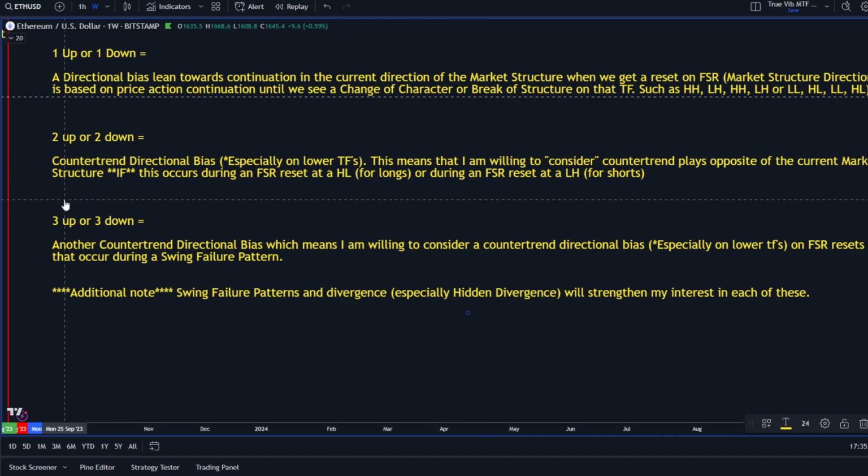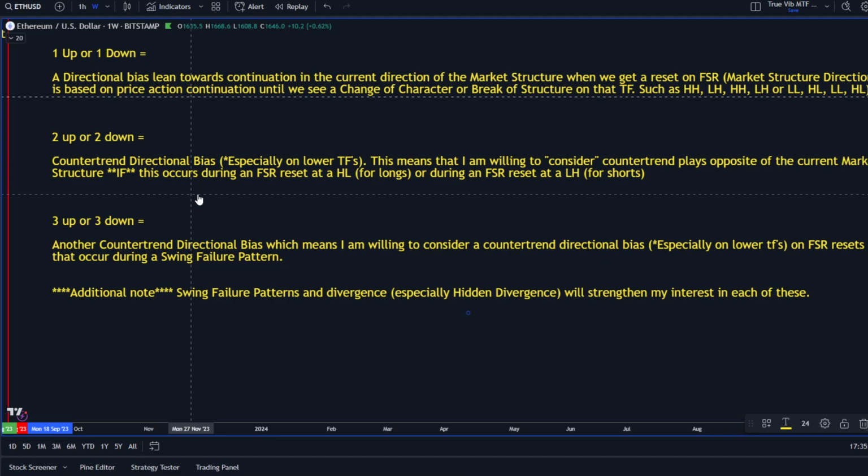Then the next one's pretty simple. It's a 3 up or 3 down. And basically it's another counter trend directional bias, which means I'm willing to, again, consider, I should have put it in parentheses again, consider, because this is actually weaker than the 2 up or 2 down. But I'm willing to consider the counter trend directional bias, especially on lower time frames, if it occurs during the FSR reset, during a swing failure pattern. And I'll show you again on the chart. But that's pretty simple, right?